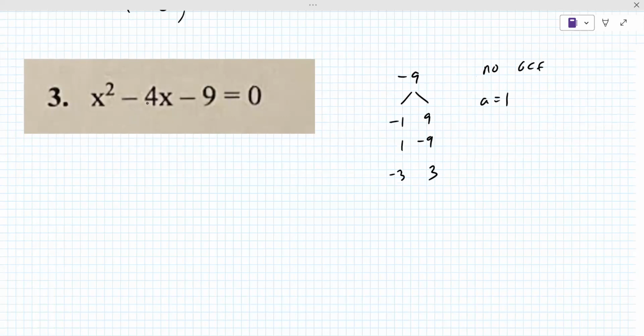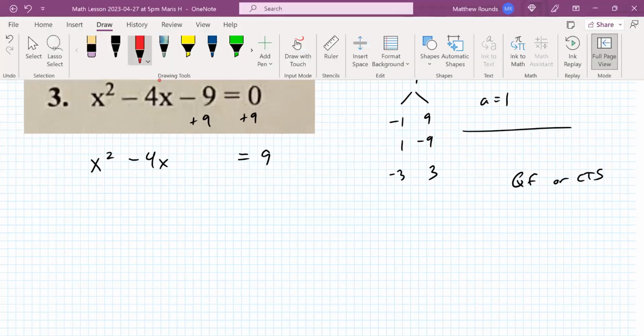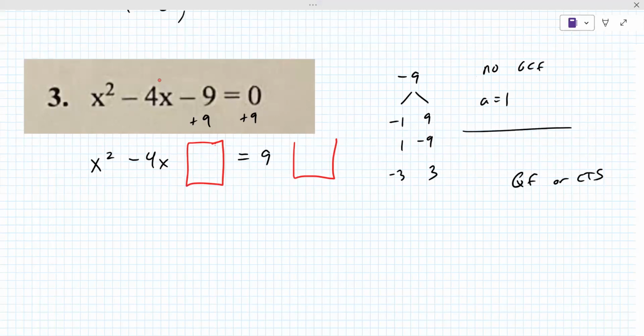Okay, which means we got to go down the list here to quadratic formula or completing the square. They both are in play here. So do you have a preference? I'll complete the square. Okay, so to do that, first move that 9 over. And then I'll leave the box here. You can tell me what to fill in on this one.